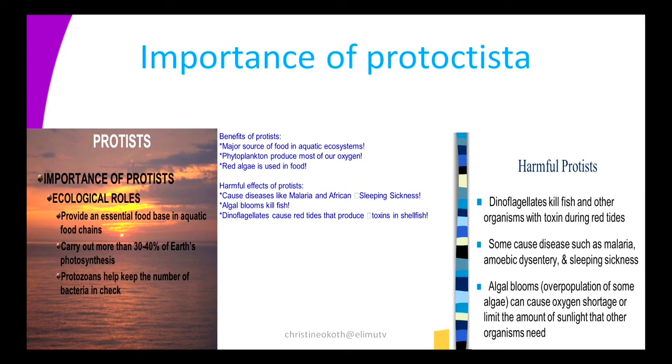Now let us look at the harmful effects of the protists. Number one, they cause diseases like malaria and African sleeping sickness. Then we have algal blooms, which kill the fish in the aquatic system. Then we have a type of protist we call the dinoflagellates. They kill fish and other organisms with toxins during the red tides.